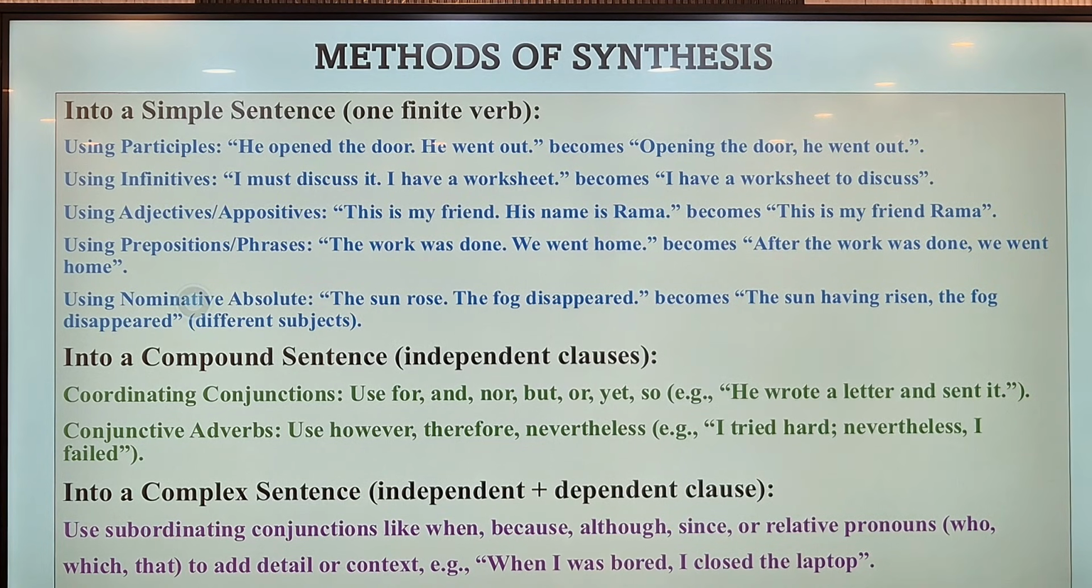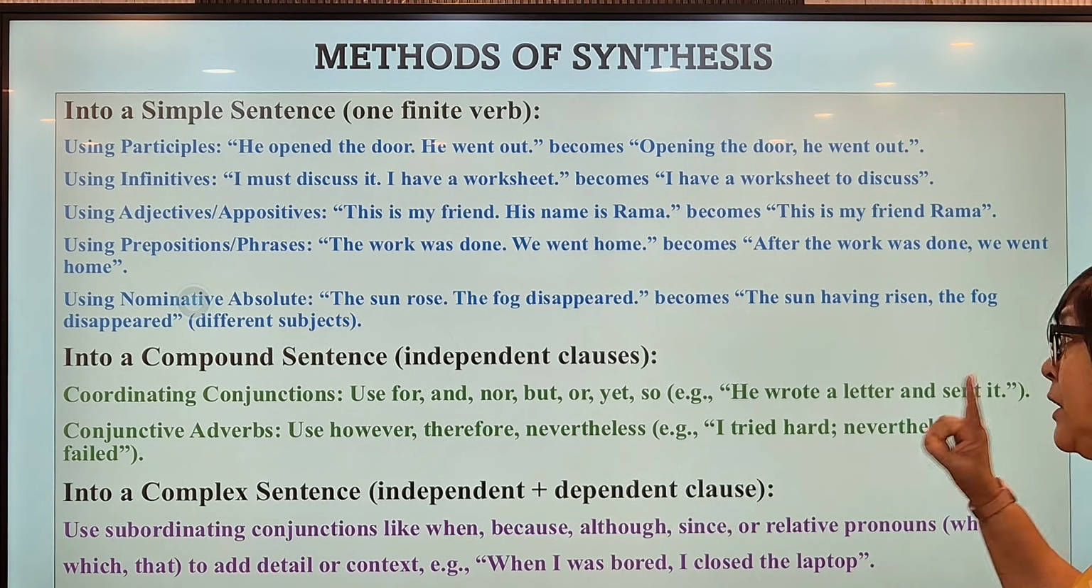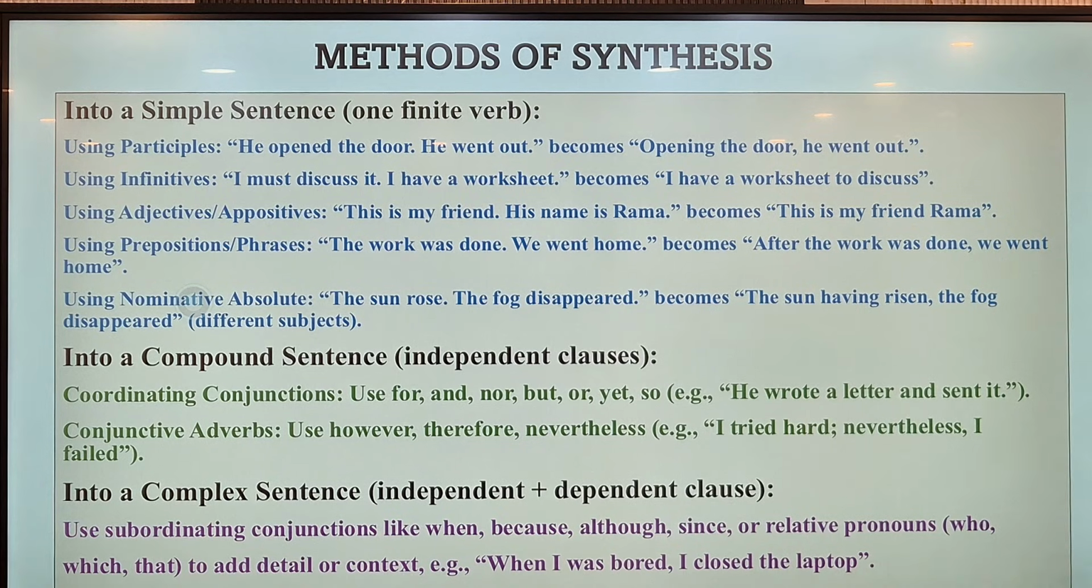These are how the sentences are joined into a compound sentence. What a compound sentence is and how you will join it, I will show in my next slide. A complex sentence is one independent and one dependent clause. That is done by using subordinating conjunctions, which are when, because, although, since, or relative pronouns, which are who, which, that. So, when I was bored, I closed the laptop. This is a complex sentence.